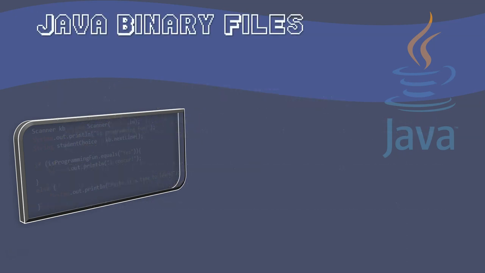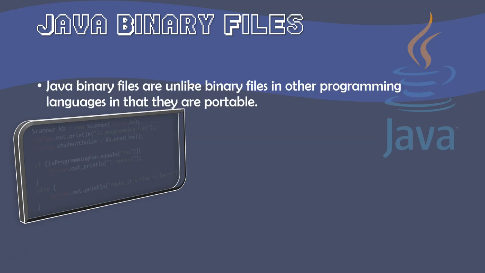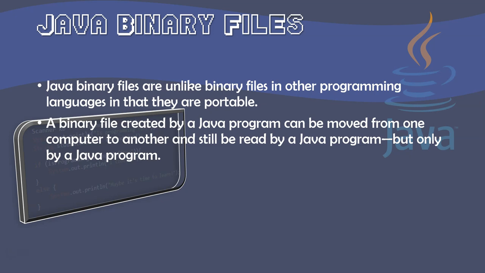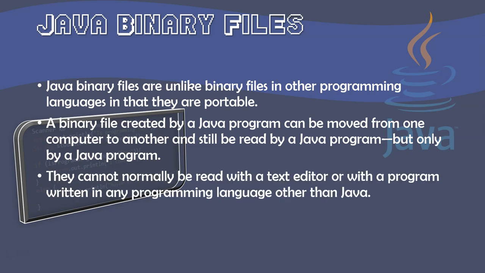So let's look at how Java works with these binary files. Java binary files are unlike files in other programming languages in that they're portable, which means they're not necessarily tethered to that particular machine. A binary file created by a Java program can be moved from one computer to another and still be read by a Java program, but only by a Java program. They cannot normally be read with things like a text editor or with a program that has been written in any other language than Java.